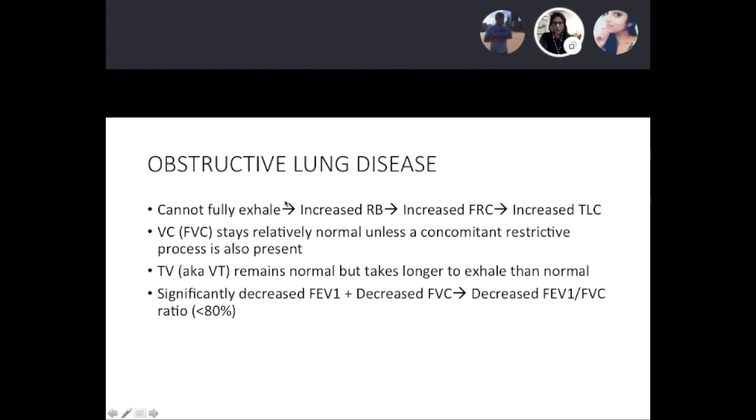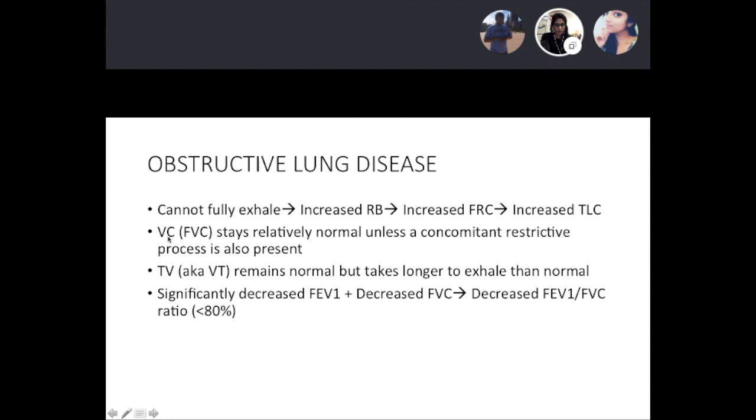And because the residual volume increases, that also leads to the FRC, or the functional residual capacity, to increase. The functional residual capacity, again, is the residual volume plus the expiratory reserve volume. So this is the total volume of gases in the lung after a normal expiration. And at the end, that's also going to lead to an increase in the total lung capacity. So again, keep in mind, the air is trapped inside the lungs. It's not being fully exhaled, so all the volumes are increasing.